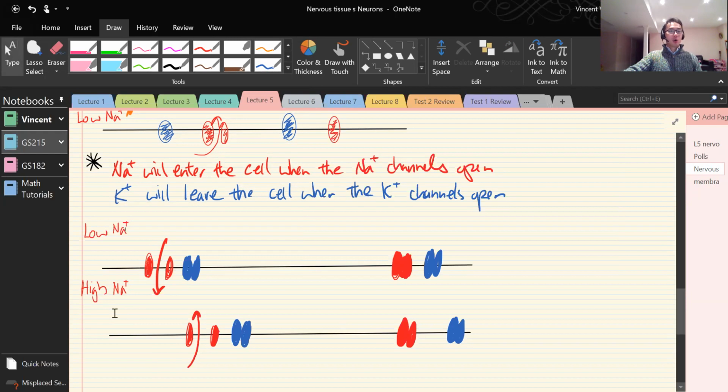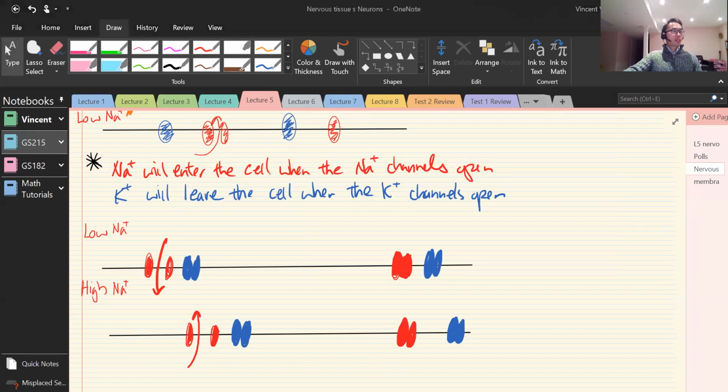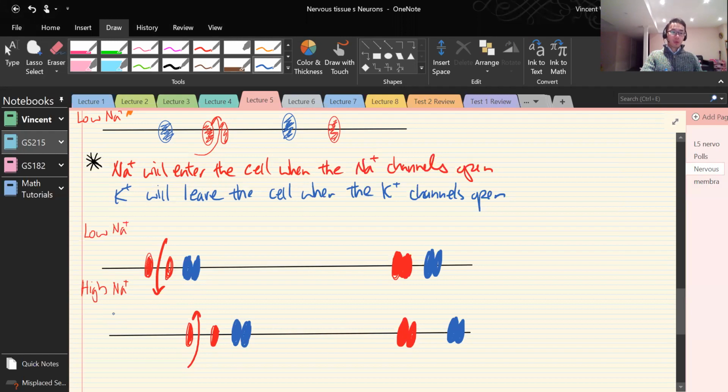We have two people who say low. High. Okay, let's do a vote, just to see where people are at. My question is, at this point, what should I put for the potassium here? A for high, B for low. Relative to the outside, is it high or is it low?